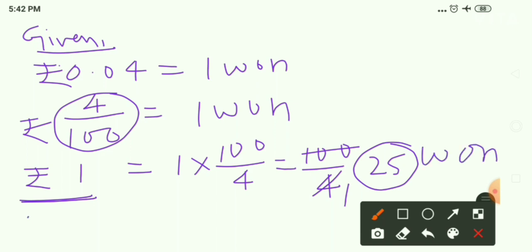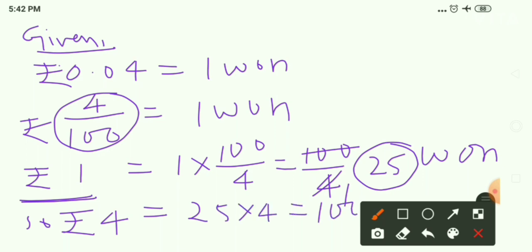Okay, so 4 rupees we can write here. 4 rupees will make how many won? So 25 multiplied by 4, it will be 100. So here we got that 4 rupees make 100 won.